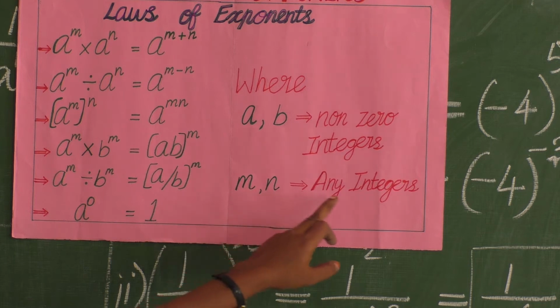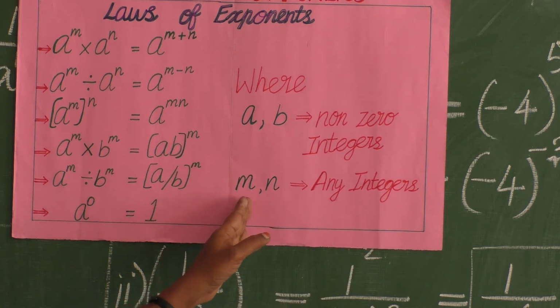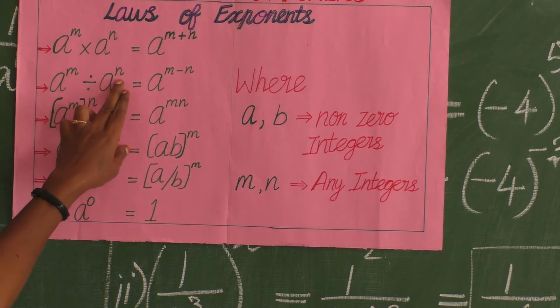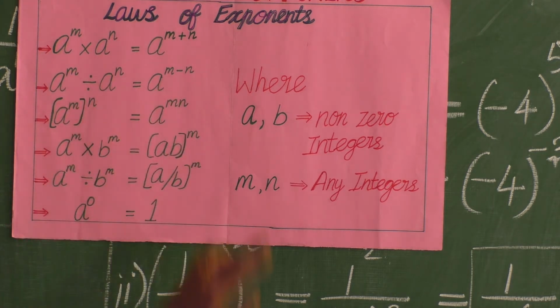M and n are any integers. Here sometimes zero also will come. The specific condition is for a and b only. Non-zero integers you have to select. Clear? So come to the second formula. A power m, how do you read it? A power m divided by a power n is equal to a power m minus n.